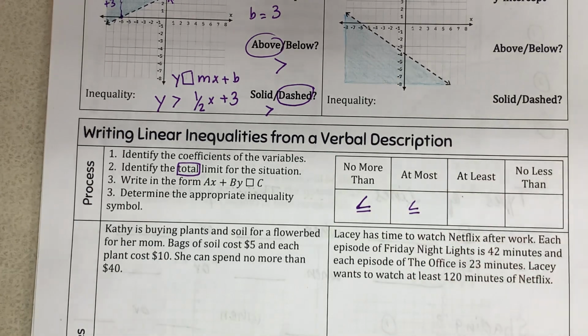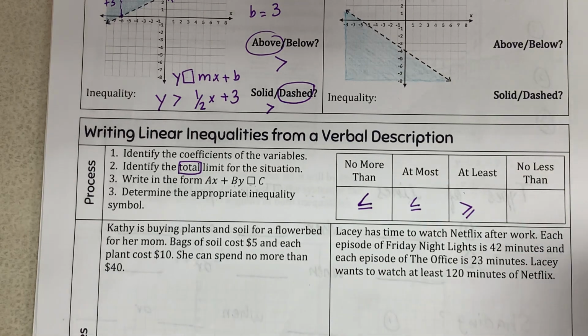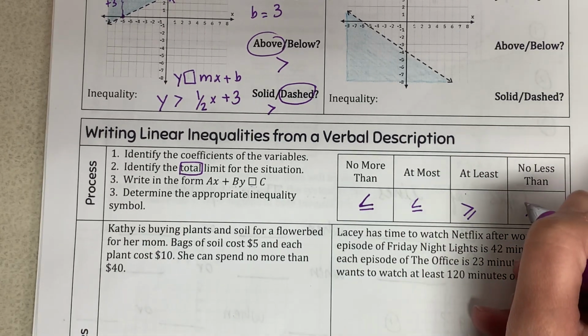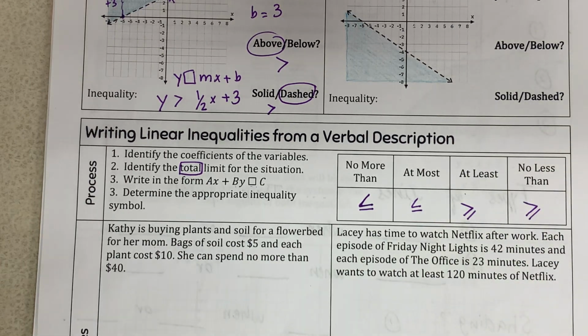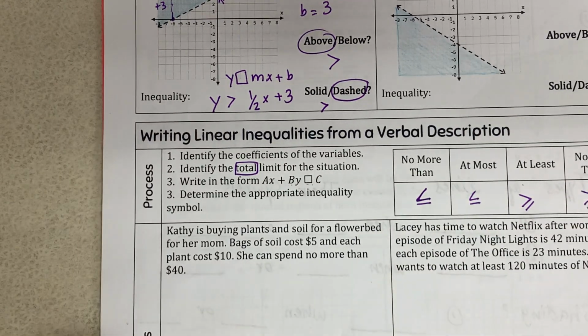"At least": your passing score should be at least 70. Can it be 70? Yes. 71? Yes. 72? Yes. So it should be greater than or equal to that. "No less than": your passing score should be no less than 70. Can it be 70? Yes. 71? Yes. 72? Yes. So above that number, but can it be less than that? No. So at least means it needs to be greater than or equal to. So they basically mean the same thing whenever it's written that way.